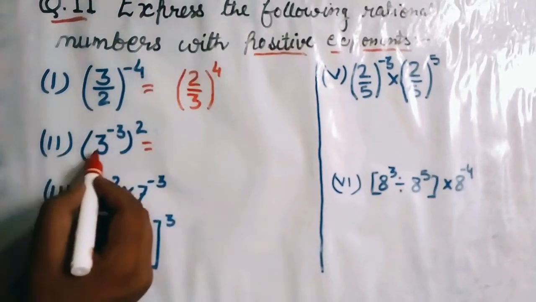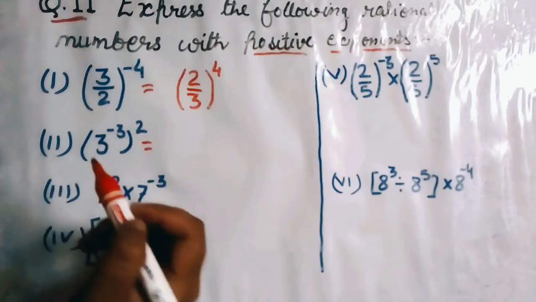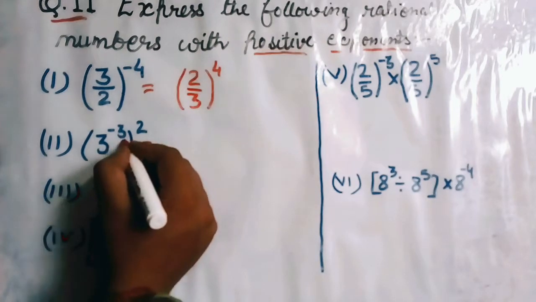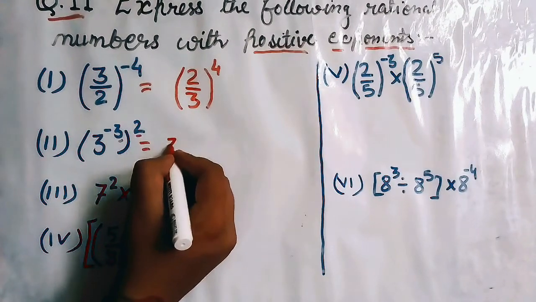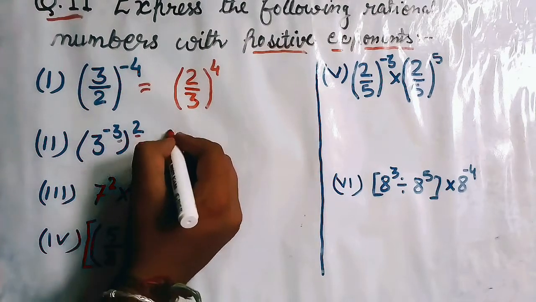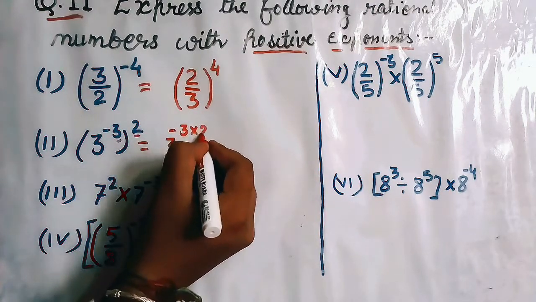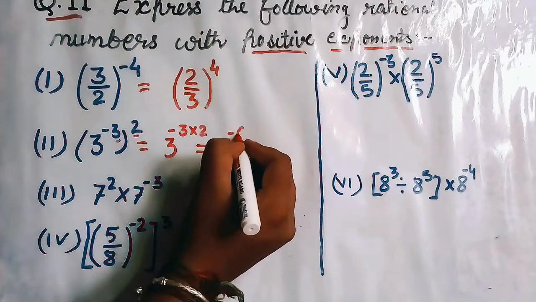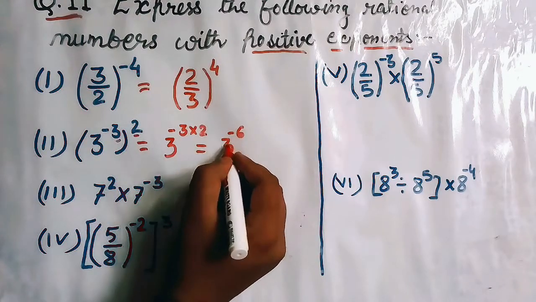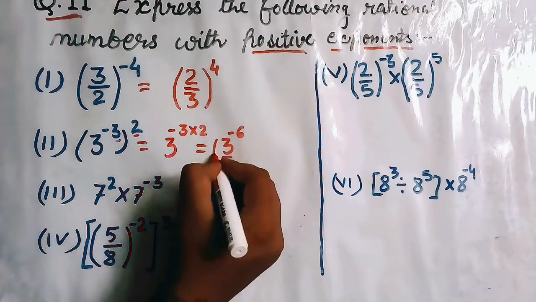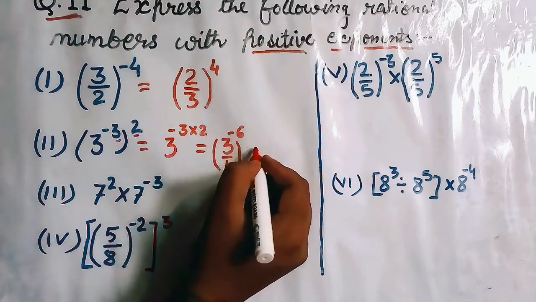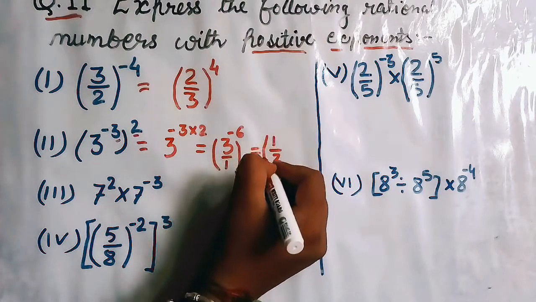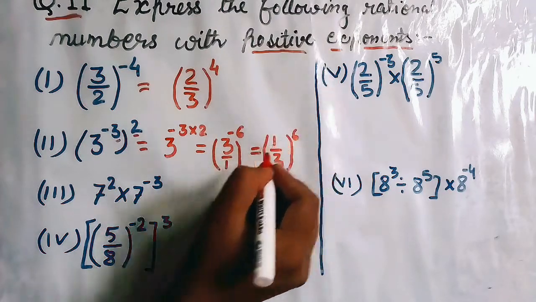In the second question we have to simplify first. 3 raised to power minus 3 whole raised to power 2 is there, so when power raised to power is there, the powers will be multiplied. So minus 3 will be multiplied with 2, base as it is, and the power will be minus 3 into 2, which is equal to 3 raised to power minus 6. Now we have to convert into positive exponent. So the denominator of base is nothing, you can put 1, and the reciprocal of 3 upon 1 will be 1 upon 3. Now the power will become positive, so it is 6.